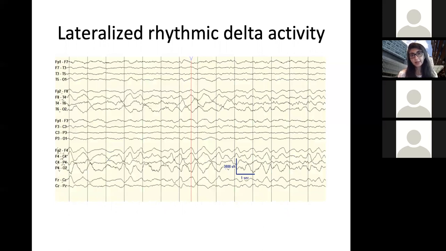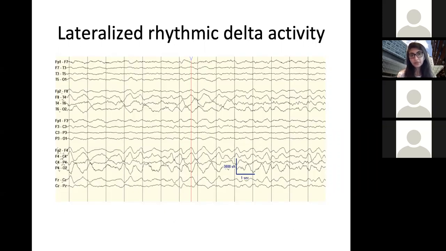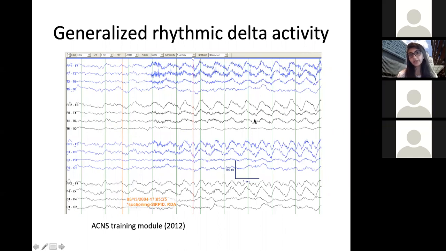Finally, this is an example of lateralized rhythmic delta activity, so slow rhythmic waves that are occurring over the right hemisphere. These are distinguished from the sharp discharges that we're seeing in our prior EEGs. And finally, here is an example of similar rhythmic delta, but more generalized.